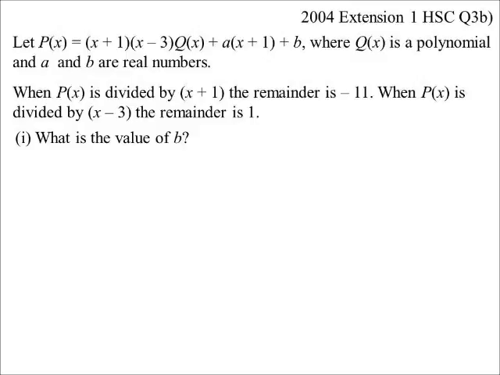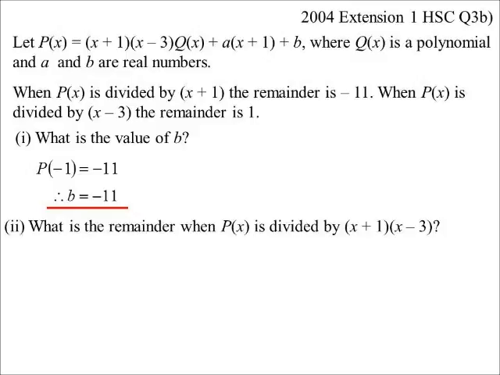Possibly this is why. When the polynomial is divided by x plus 1, and x plus 1 of course is a factor of the a as well, we know the remainder is minus 11. Divided by x minus 3, the remainder is 1. What's the value of b? Okay. We know polynomial negative 1 is negative 11. Oh well, there's b. We've got it straight away. Because they've written it in this way, subbing negative 1, that becomes 0. So b is negative 11.